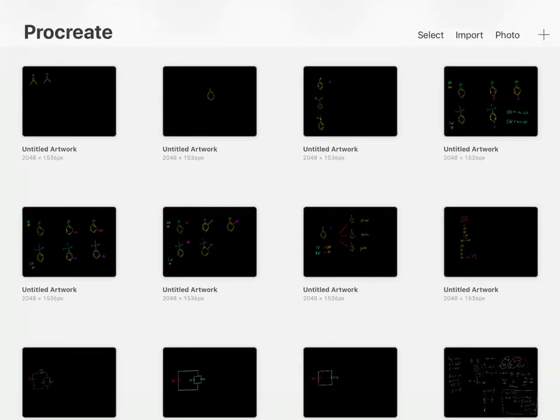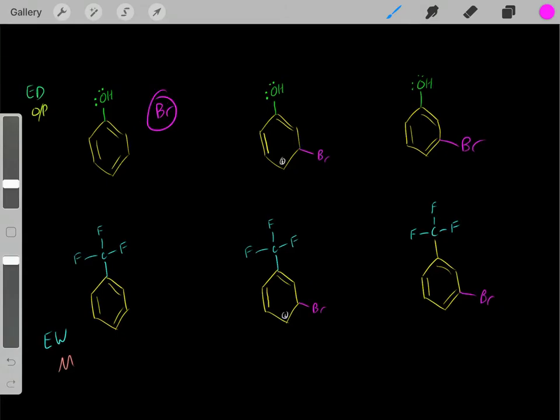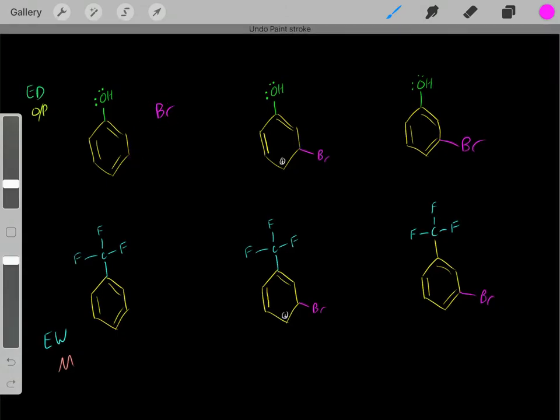Now let's imagine adding a bromine in the meta position. Again, we take this bromine and we activate it, as we explained before. So let's now add this bromine in the meta position. What would that look like?